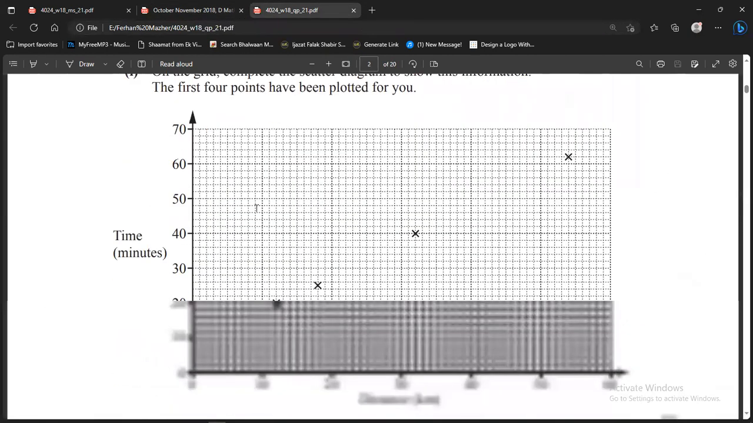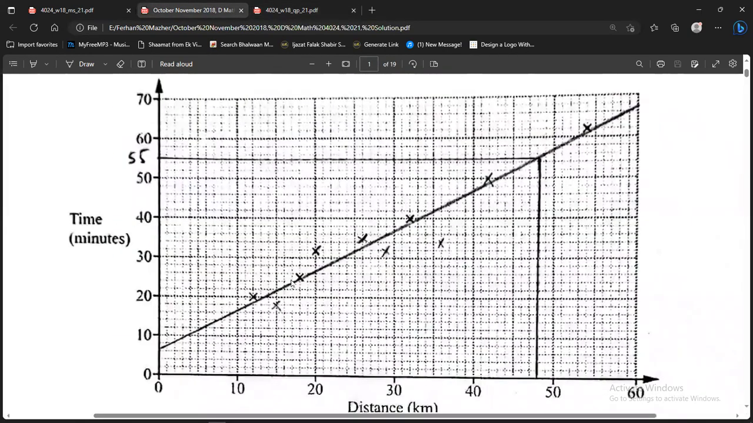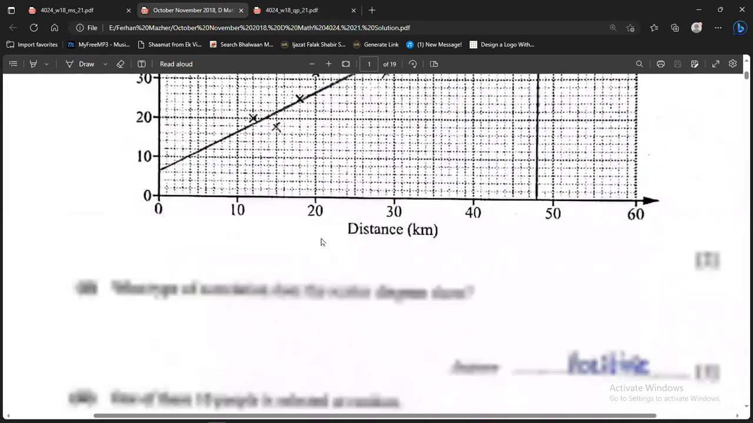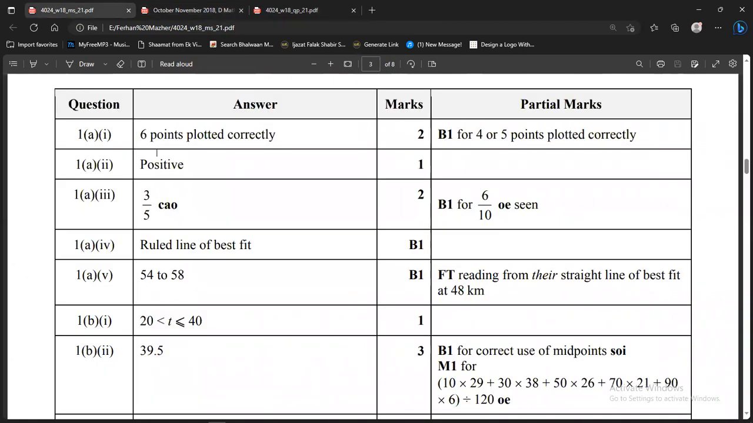Okay, then they ask, what type of correlation does the scatter diagram show? You can see the scatter diagram. As you move to the right, it is going up. So that means it's a positive correlation. Let me show you my answer. So it's a positive correlation. Six points plotted correctly.